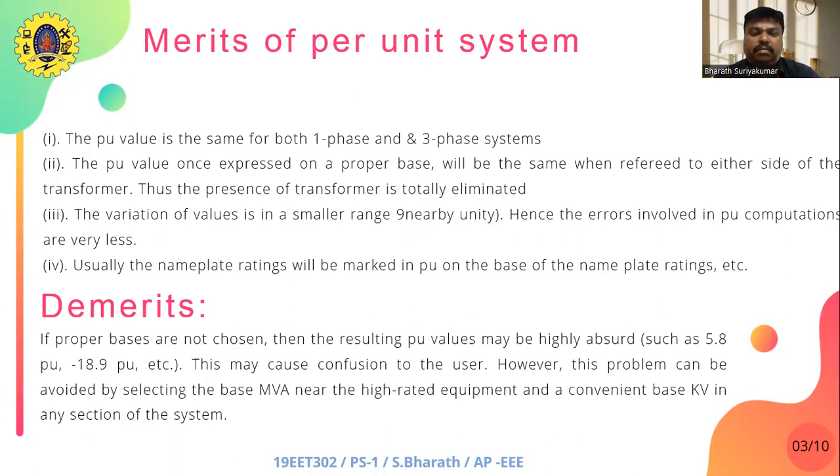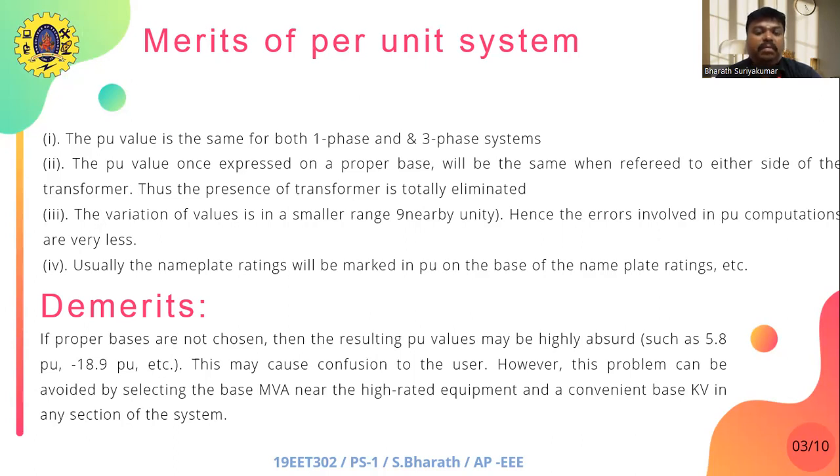So what are the demerits? If any system has a merit, it should also have an equivalent demerit. But here it is a simple demerit: if proper bases are not chosen, if the base value is not chosen properly, then the resulting per unit value may be high, such as 5.8 per unit, minus 18.9 per unit, etc. This may cause confusion to the user.